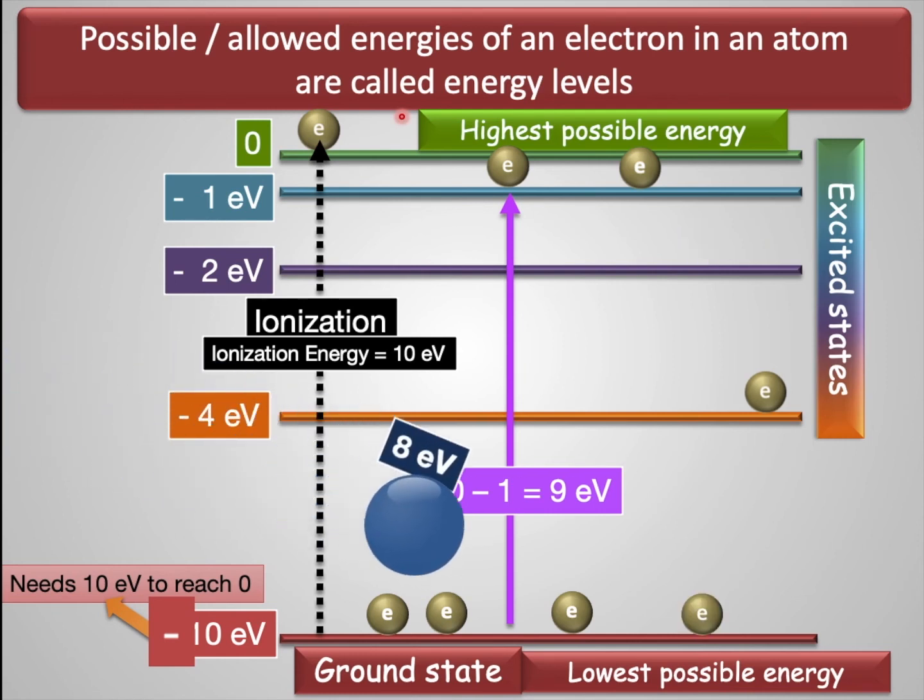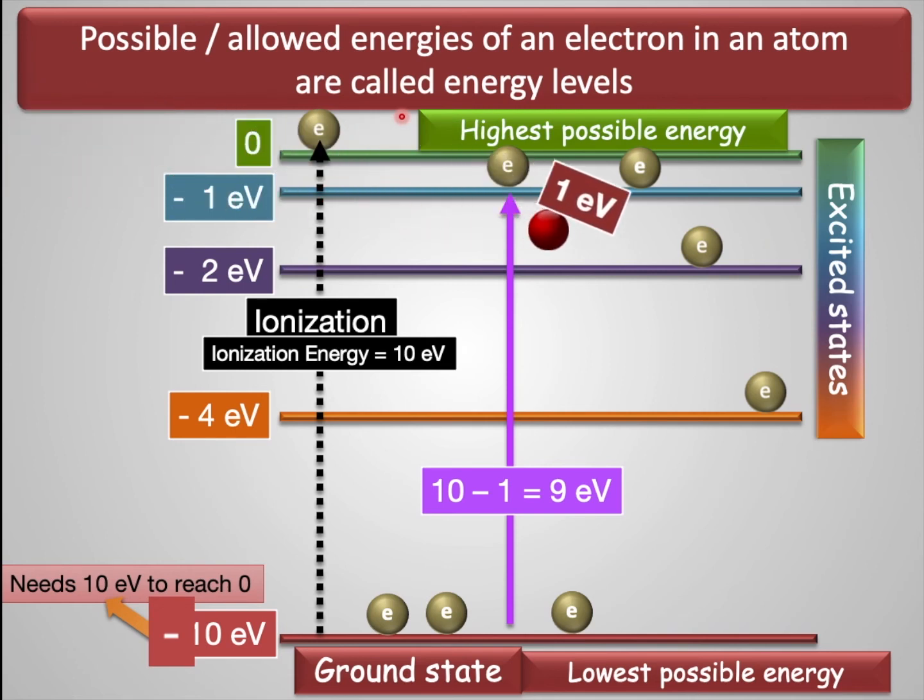Electrons can even jump in 2 steps. By absorbing an 8 eV photon, they jump to -2 eV. Now again they can absorb a small energy photon and jump to a small energy difference. So small photons, small frequency photons will help them to jump between small gaps and big frequency photons will help them to jump between big gaps.